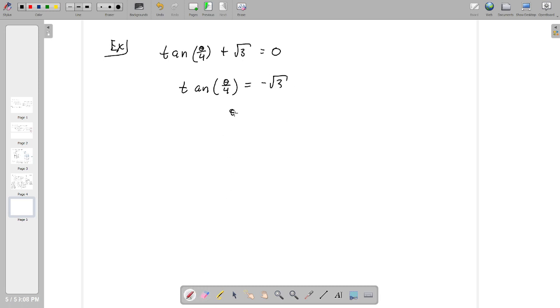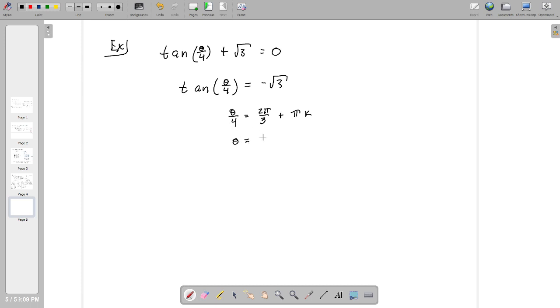So the solution will be theta over 4 is equal to 2 pi over 3 plus pi k. Remember, whenever it's tangent, you only need to do the pi k. You don't need to do 2 pi k because tangent's period is pi. You also don't need to look for another solution because there will only be one for each of these types of equations. Then we solve by just multiplying the 4 over. I want to show you something a little bit different.